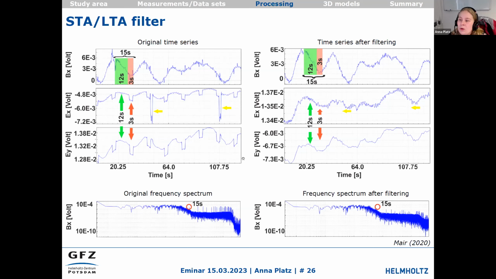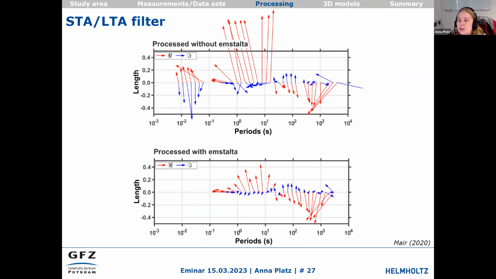If we apply this short-time, long-time average filter to our data set, then you see here on the right-hand side that we were able to remove the steps, but also the spikes in the time series. And this is also visible here in the frequency spectrum, because now this peak at 15 seconds is removed. You see, for example, now a processing result of the vertical transfer functions as real and imaginary induction vectors. On top, you see robust single-site processing using a coherence threshold. And on the bottom, you see the same result, but now using this short-time, long-time average filter.